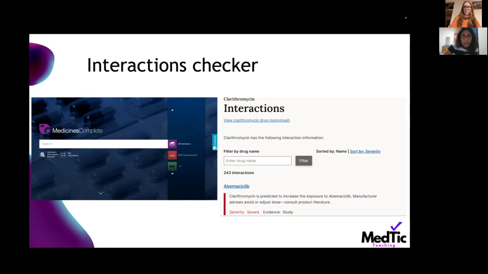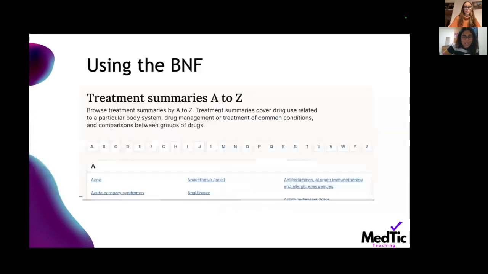I know some people used both during the exam, so they used the BNF for all of the drug indications and all of the information, but then also had Medicines Complete open just for the interactions checker, because some people preferred the interactions checker. So whatever you do, just go with what you feel is the most natural, and make sure that when you open up your exam, you have everything open in split screen so that you can click and find things as easily and as quickly as possible. So if you move on to the next slide.